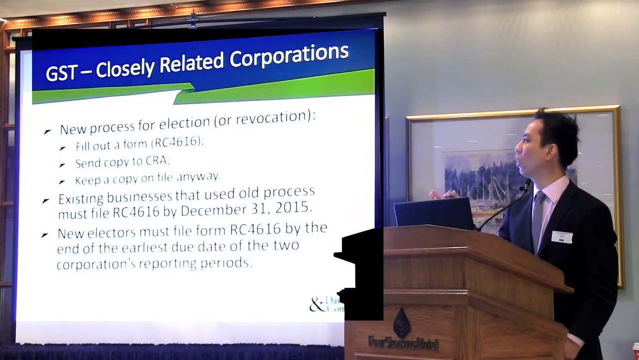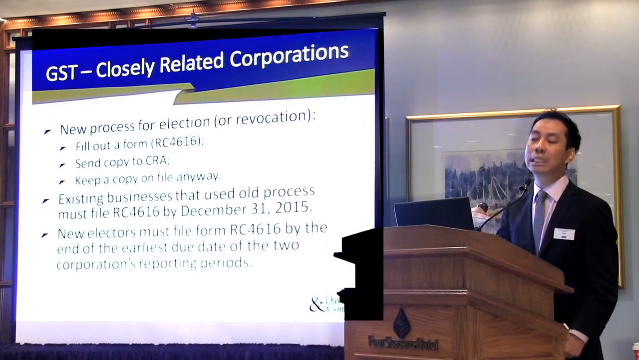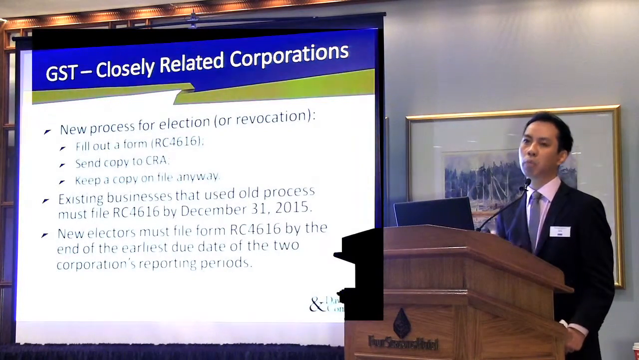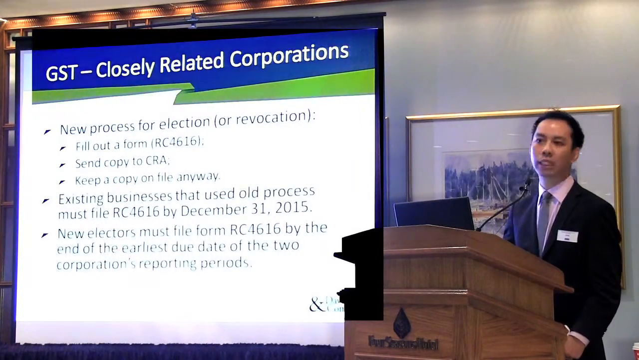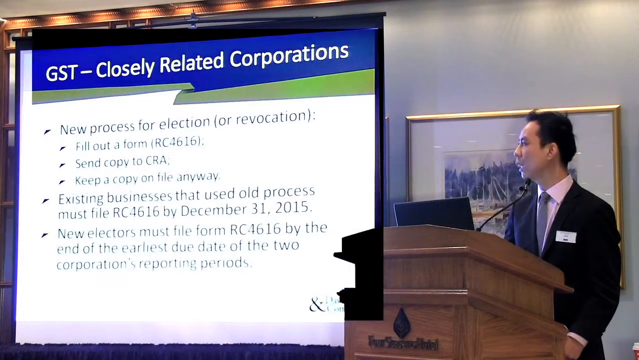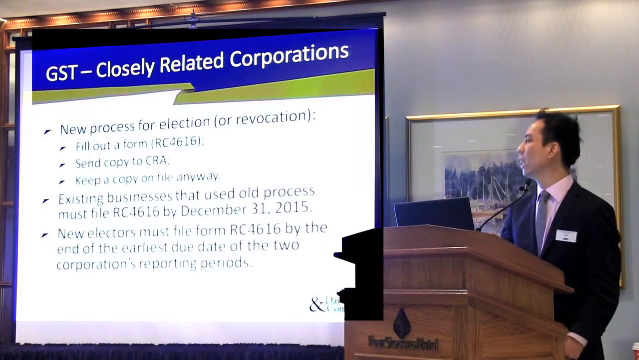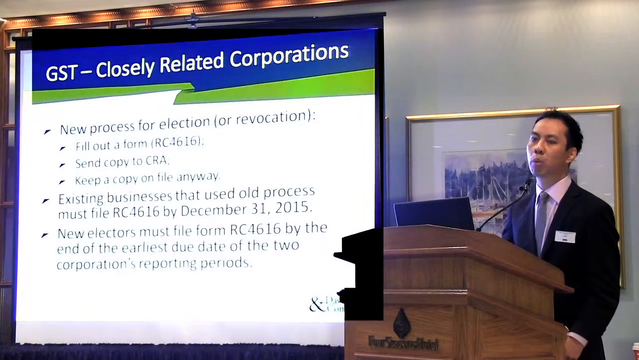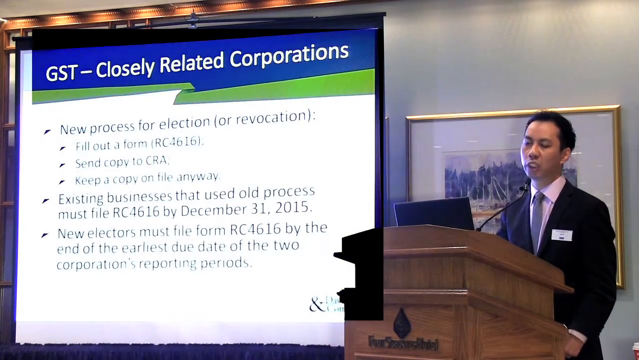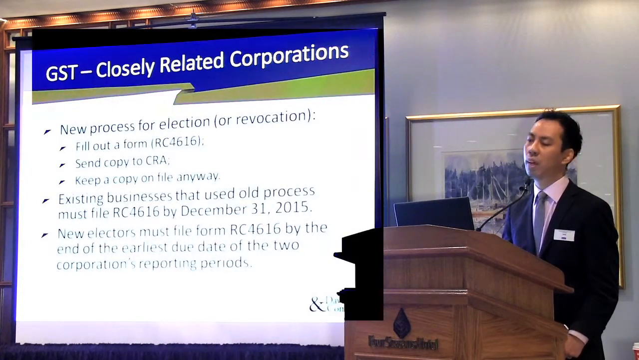So the new form is now RC 4616. If you are a business that previously relied on this election, so before 2015 you were already relying on this election, the form has to be filed with the CRA no later than the end of this year, so December 31st, 2015. If you are doing the election the first time this year in 2015, then it needs to be filed by the earliest due date of the two corporations' reporting periods. So you look at the GST returns of both companies, and whichever is due earlier, that's when you have to file it by.